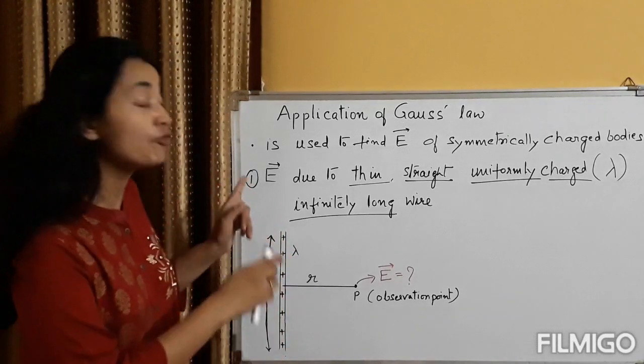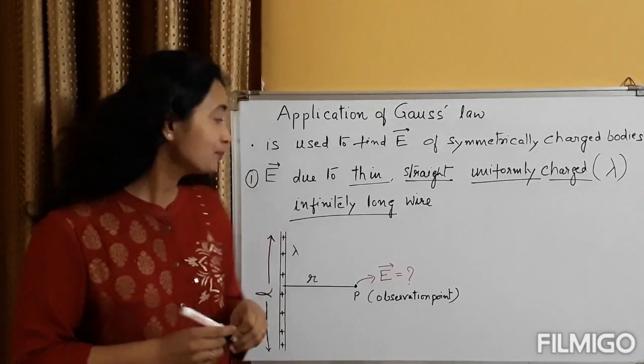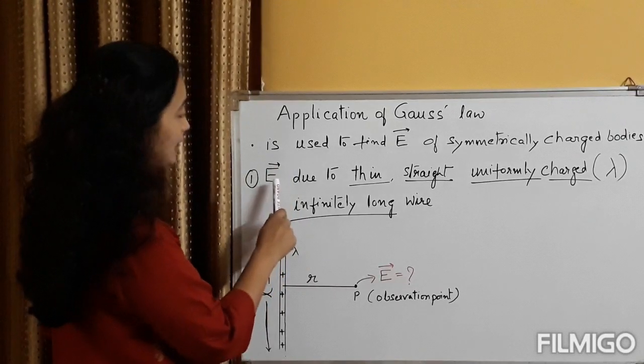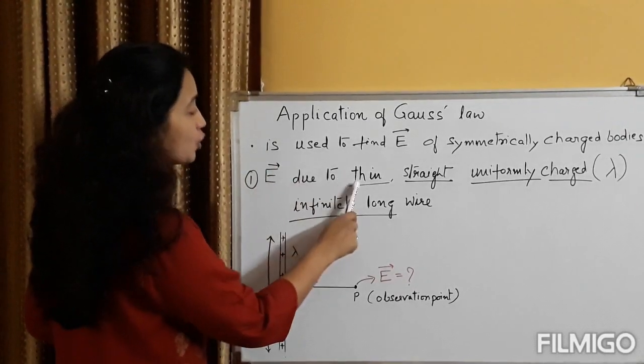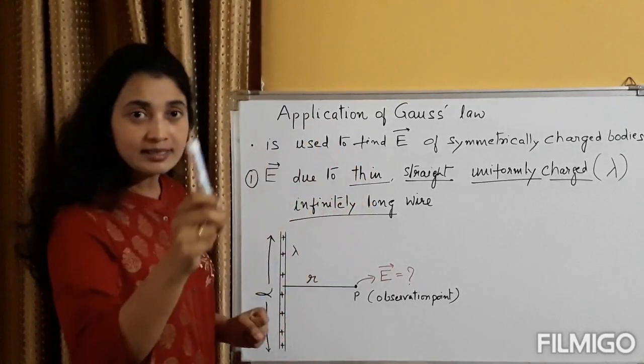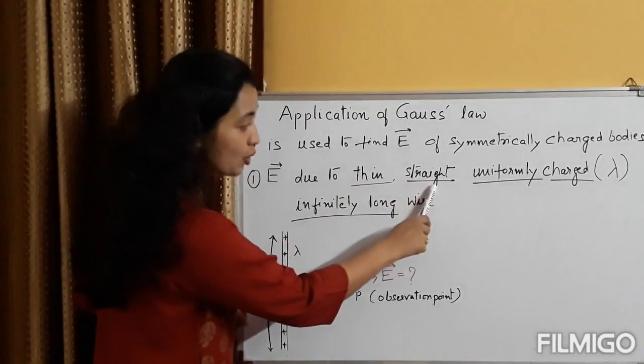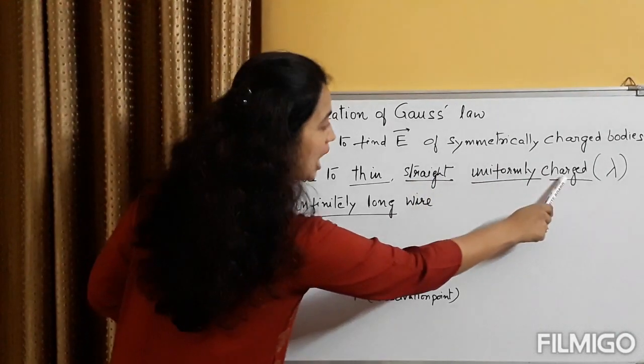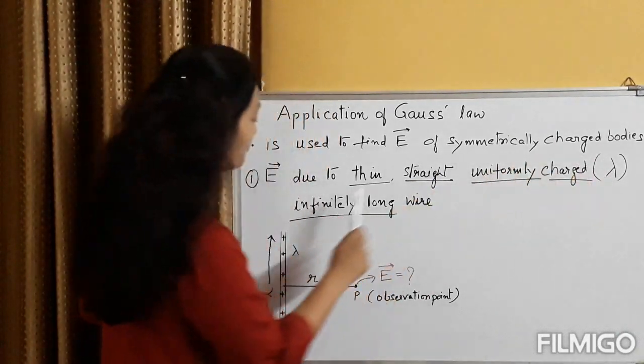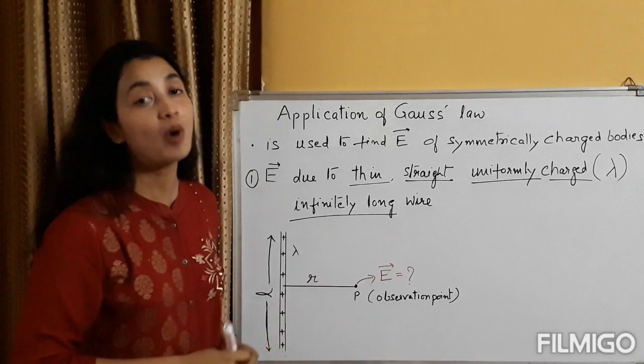Today we will start with the first application. The first application is to find the electric field due to a thin, straight, uniformly charged wire. Understand the characteristics of the charged wire: it is thin, straight, uniformly charged with charge density lambda, and infinitely long.